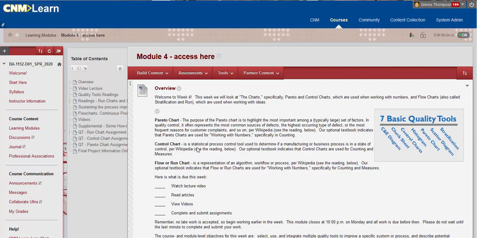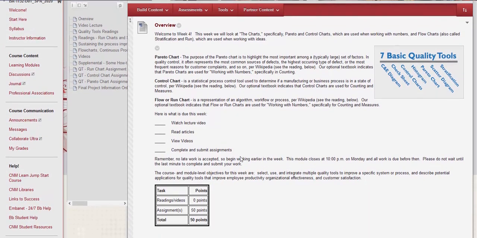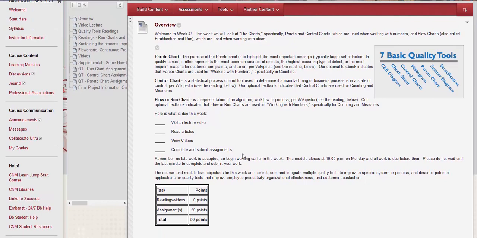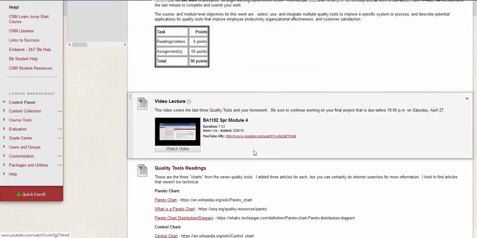The control chart is a statistical process control tool used to determine if a manufacturing or business process is in a state of control. Are you in control? Our optional textbook indicates that control charts are used for counting and measures. The run or flow chart is a representation of an algorithm, workflow, or process. Our optional textbook says that it's used for working with numbers, specifically for counting and measures. So we're going to be doing a lot of counting.